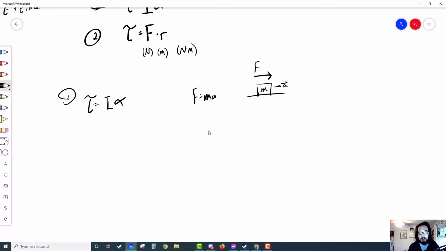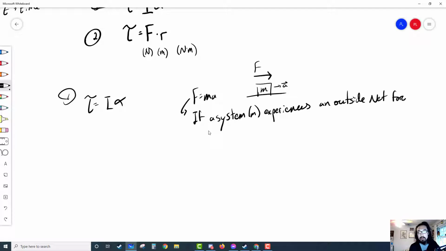If I were to write this equation in a sentence, I would write it something like this. If a system, which we can describe as the mass, experiences an outside net force, the system will accelerate. Within that sentence, we have F, we have m, and we have a.